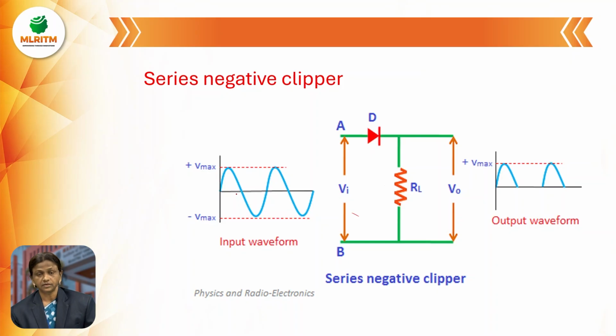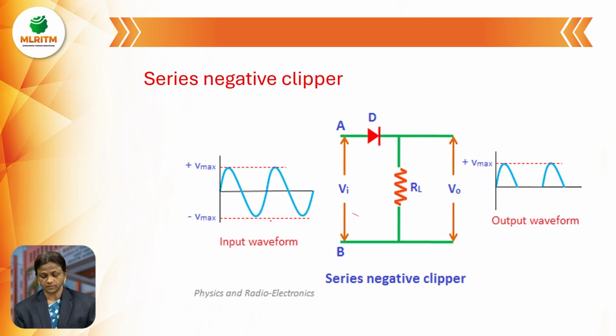During the positive half cycle, terminal A becomes positive, terminal B becomes negative. When terminal A becomes positive, the positive terminal is connected to the anode of diode D. So diode D is in forward bias. Whenever diode D is in forward bias, it conducts. So some current is passing through diode D. The same current is also passing through load RL, because these two are connected in series. So output voltage V0 equals IL multiplied by RL. So during the positive half cycle, at the output side, you can get the corresponding output. There is no cutoff.